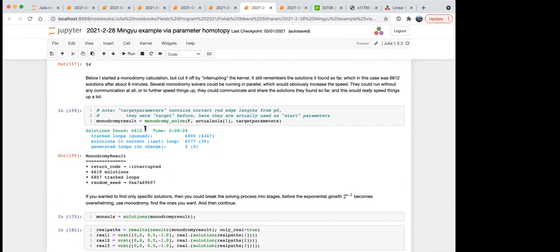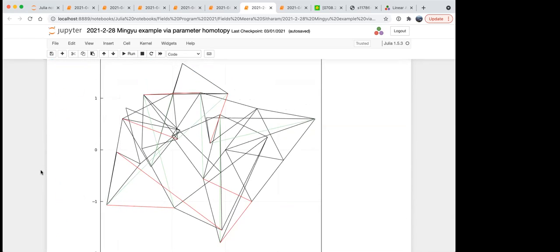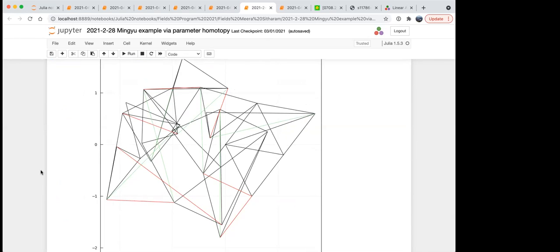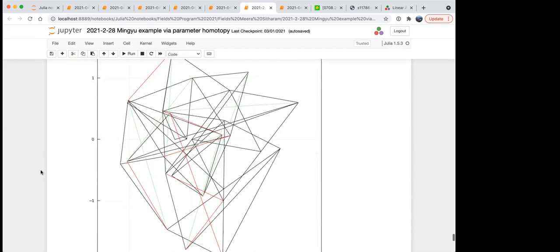And now here's where I call monodromy. So now I solve the original problem with my one solution. You can see that I actually interrupted it. I stopped it. But after 8 minutes, it had produced 6,612 solutions. So pretty quickly, we got a lot of solutions. Let's just take a look at some of them. Here is a realization that we did not know before that monodromy picked up. And here's another one that we did not know before, and here's another one.